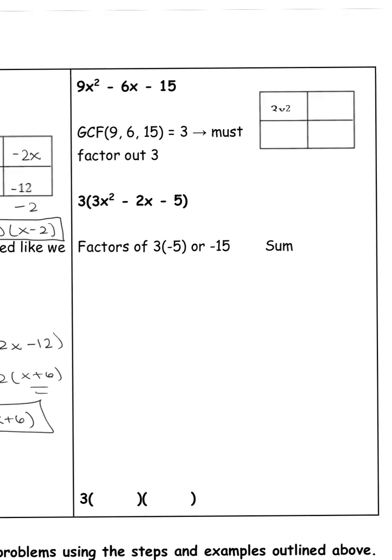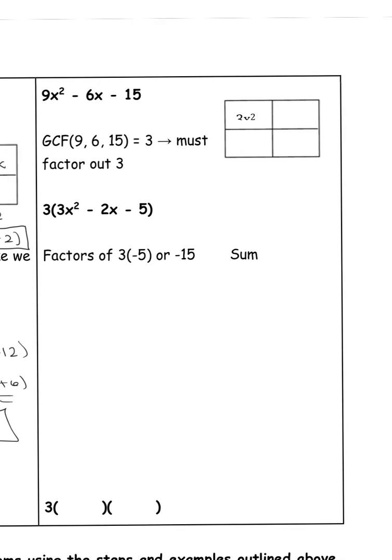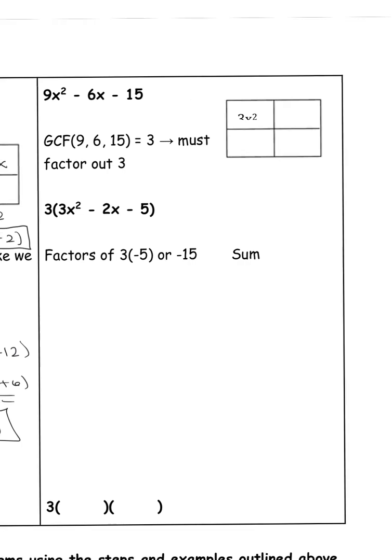Looking at the third example, again, we have 9x squared minus 6x minus 15. All right, so we're looking at the GCF. We know that 9, 6, and 15 have 3 in common, so we factor out a 3, okay? So looking here, we have our A is equal to 3, our B is equal to negative 2, and our C is equal to negative 5.